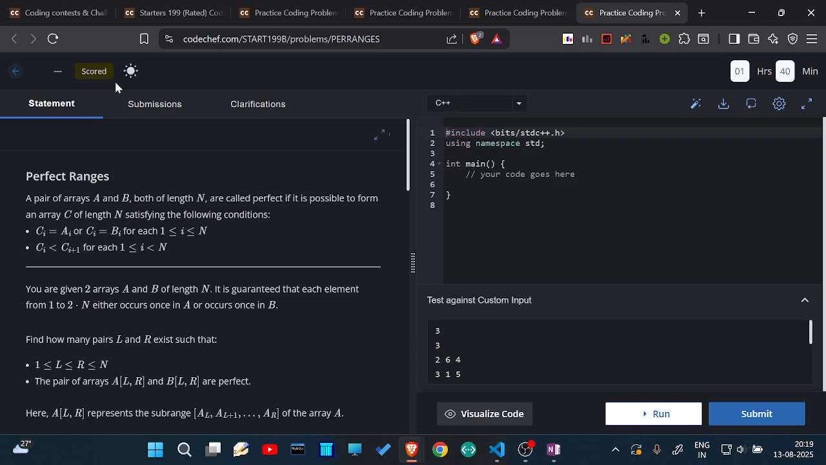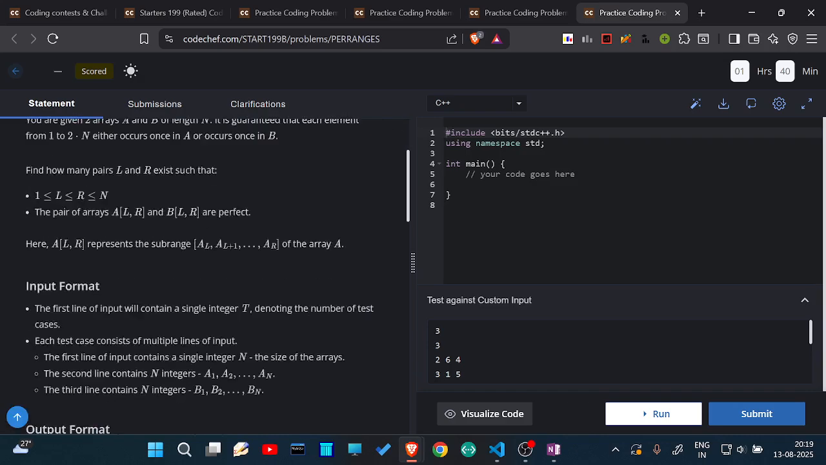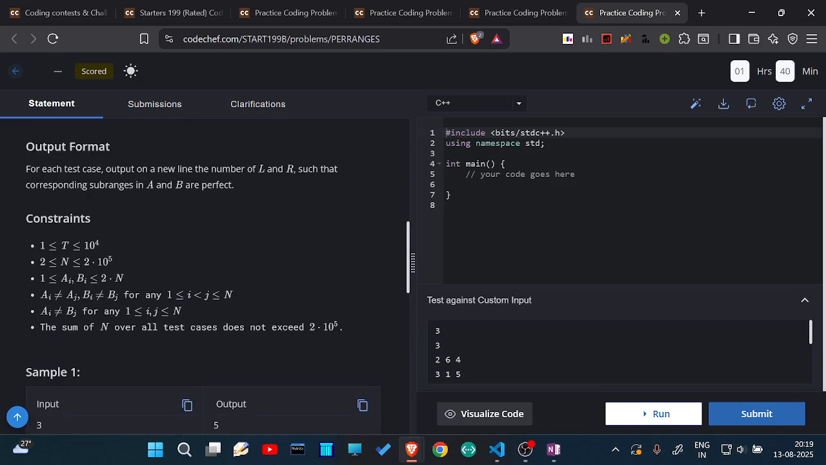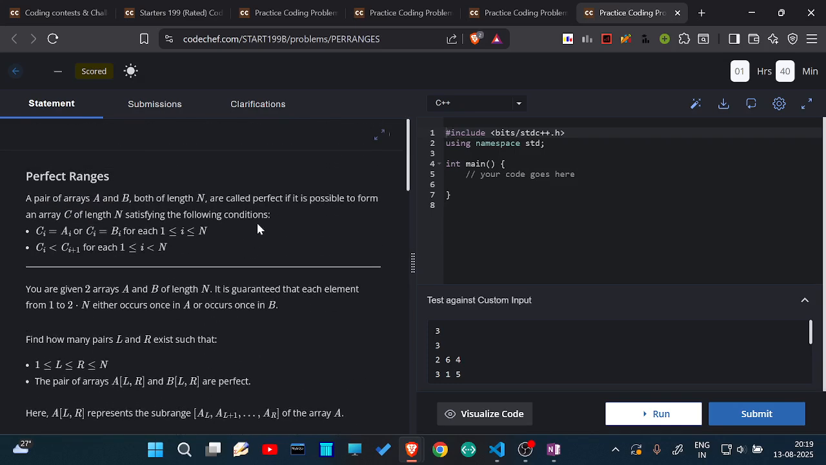We are given two arrays A and B. Check if it's possible to form array C of length n satisfying the following conditions. Okay, so he's asking how many. This should be simple again, I guess. So constraints are huge, but here we have a simple limit. Okay, so it says that this should be strictly increasing. That's the condition.